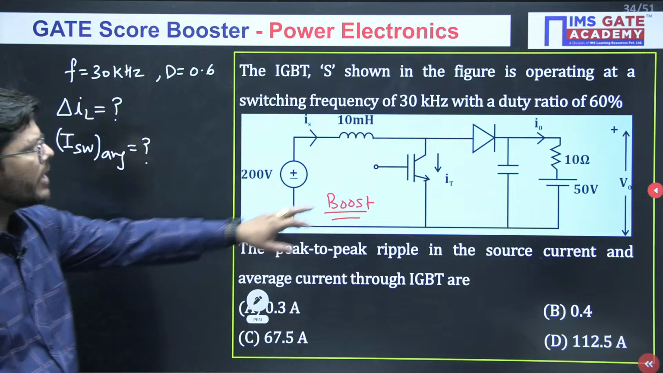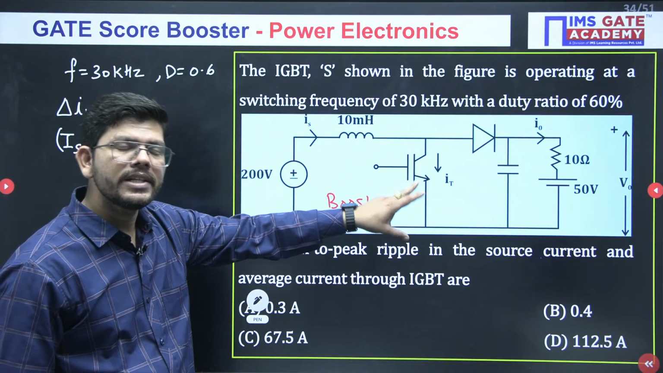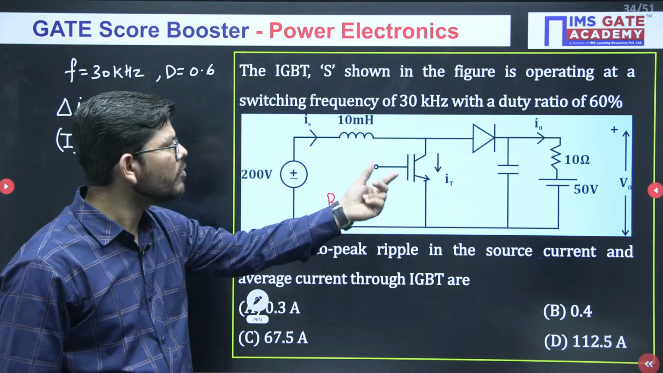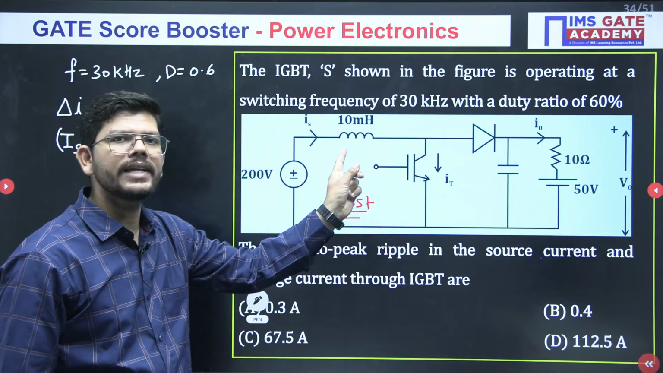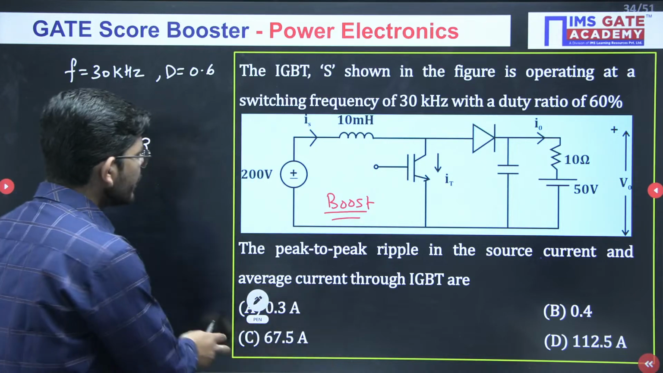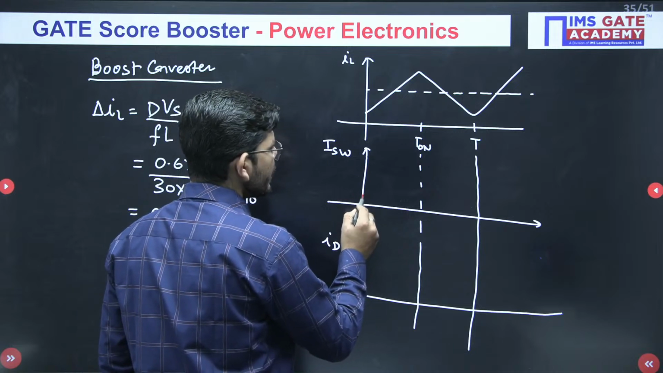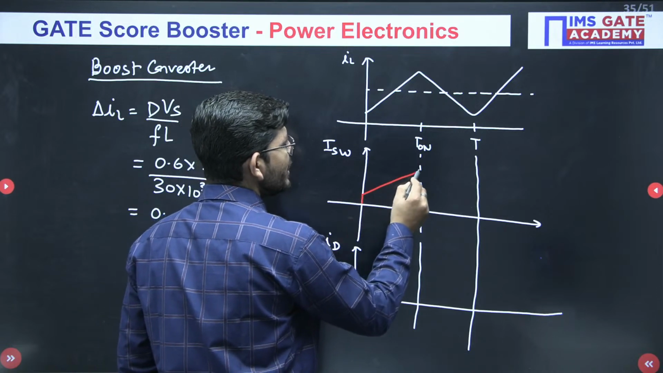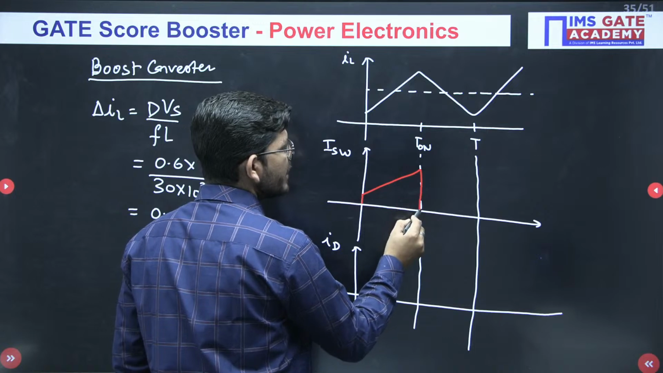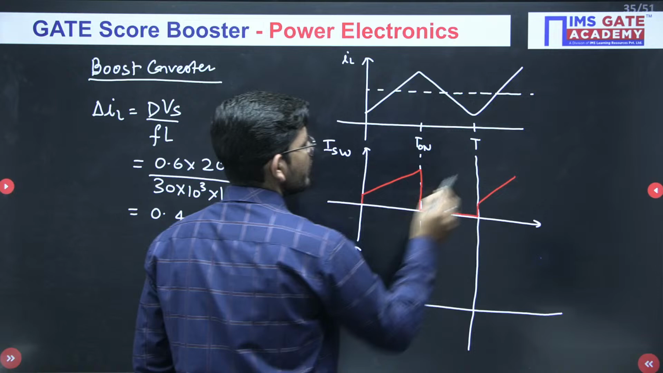Can you tell me in this figure when your switch will be carrying current? The switch will be carrying current when it is on. And when it is on, what current will it be carrying? It will be carrying the same inductor current, isn't it? And when it is off, it will not carry any current. So when your switch is on, it is carrying the same inductor current, and during the off time it will not carry any current.